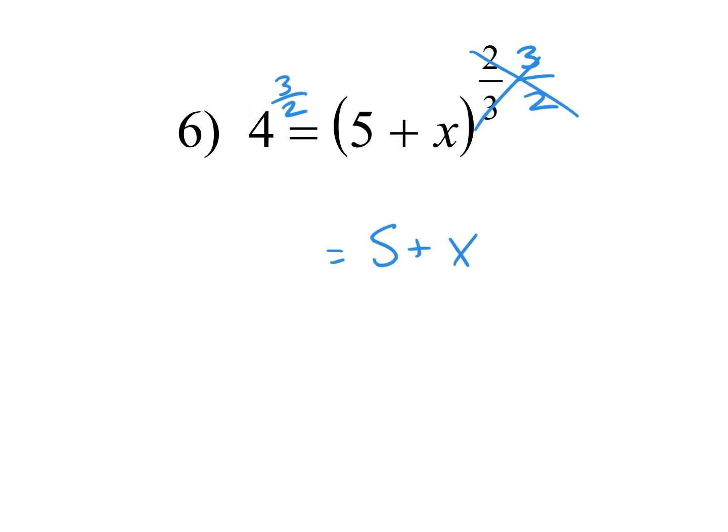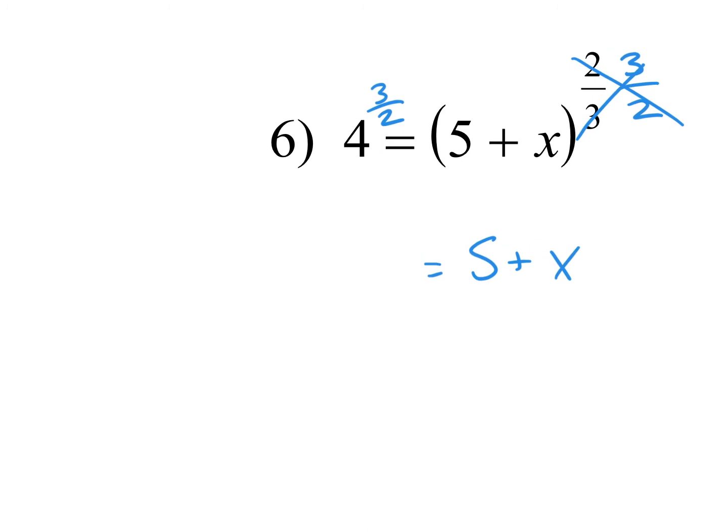And then on the left side, we got to figure out what 4 to the power of 3 over 2 is. So 4 is my base. What's my index out front? 2. And then what's my exponent up top? 3. So what are some factors of 4? 2 and 2.